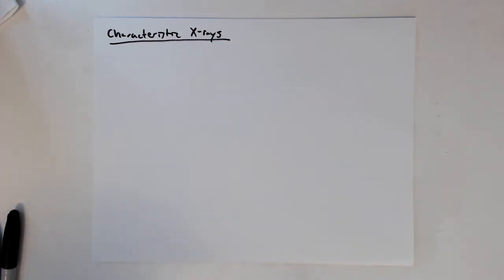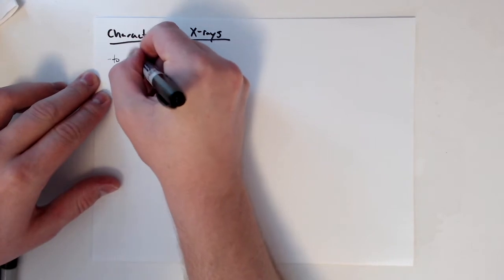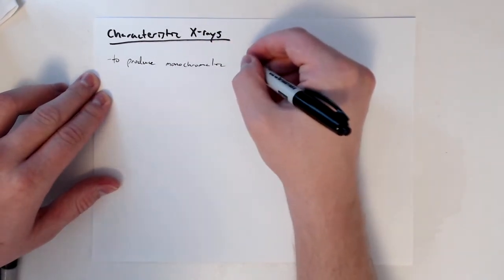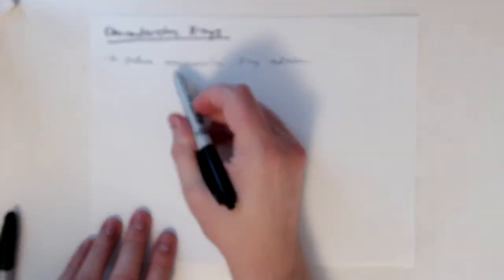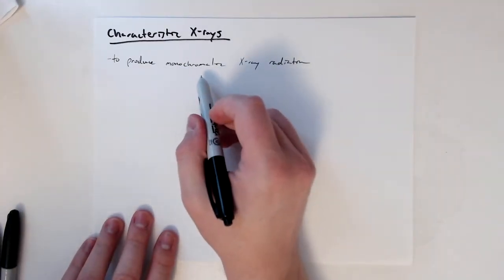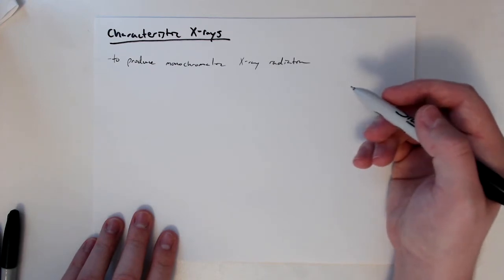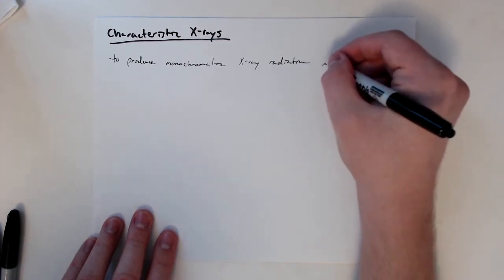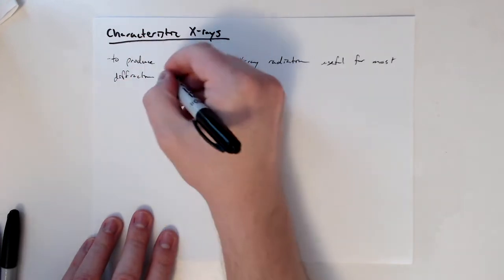All right, let's talk about characteristic X-rays now. So characteristic X-rays are significant because we use them to produce what we call monochromatic X-ray radiation. All right, so what we mean by monochromatic is, mono means one, and chromatic is referring to color. So basically, we're talking about a single wavelength. So these characteristic X-rays that you saw in the previous sketch are what we use to produce this monochromatic X-ray, and this is useful for most diffraction studies. So that's what we're going to use.